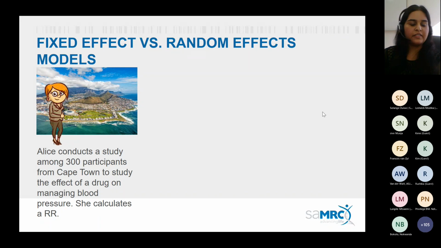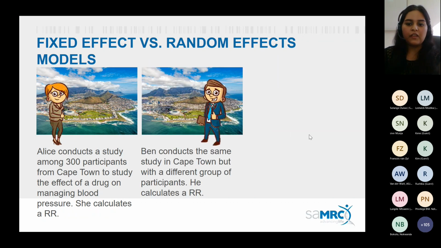Okay. The next thing we can look at is the fixed effect versus the random effects model. To begin, let's assume that Alice conducts a study among 300 participants from Cape Town to study the effect of a drug on managing blood pressure, and she gets a particular risk ratio. Let's also assume that Ben conducts the same study in Cape Town, but with a different group of participants, and he gets a particular risk ratio.